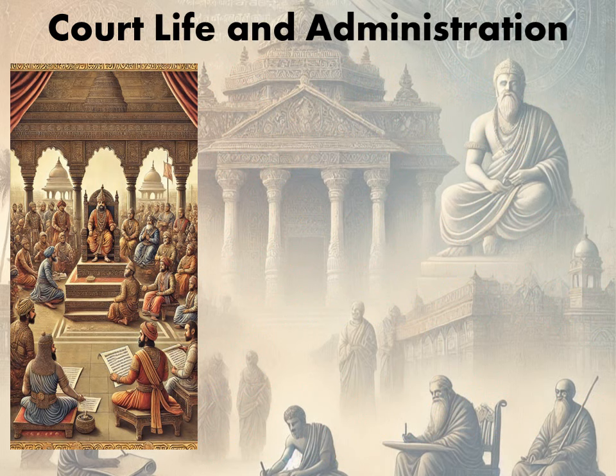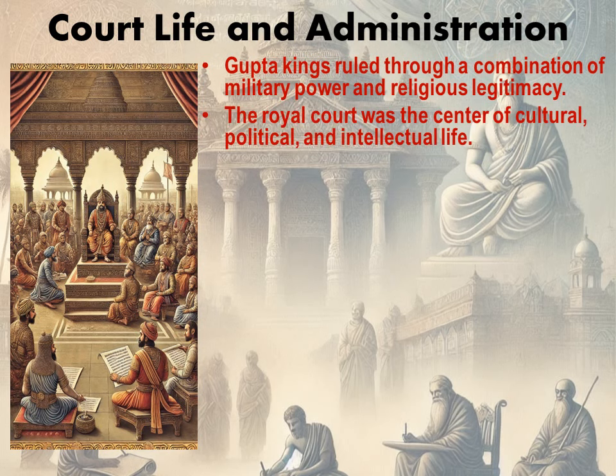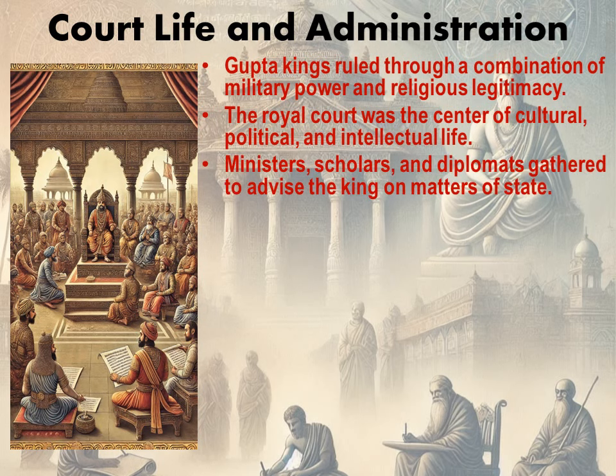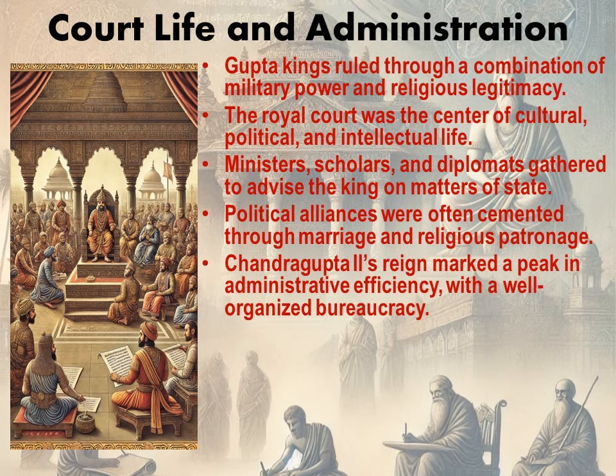Court life and administration. Gupta kings ruled through a combination of military power and religious legitimacy. The royal court was the center of cultural, political, and intellectual life. Ministers, scholars, and diplomats gathered to advise the king on matters of state. Political alliances were often cemented through marriage and religious patronage.